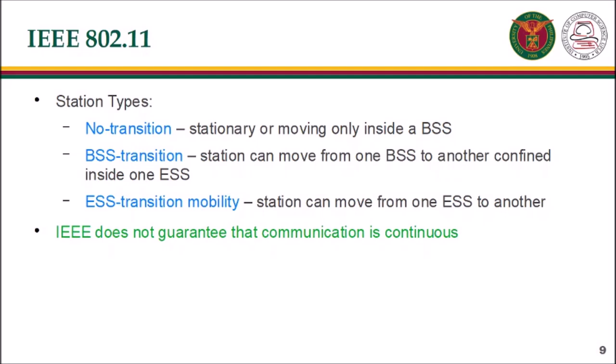IEEE 802.11 defines three types of stations based on their mobility in a wireless LAN: no transition, BSS transition, and ESS transition mobility. A station with no transition mobility is either stationary or moving only inside a BSS. A station with BSS transition mobility can move from one BSS to another, but the movement is confined inside one ESS. A station with ESS transition mobility can move from one ESS to another.